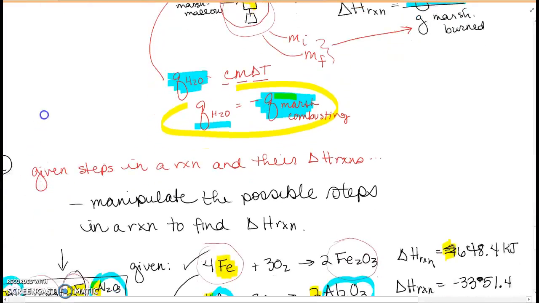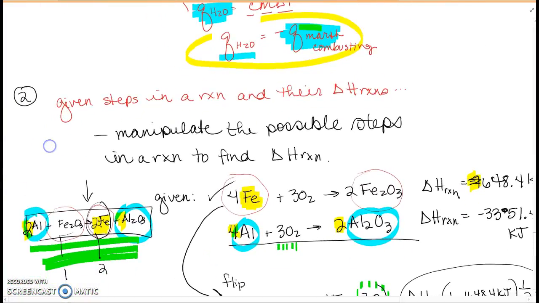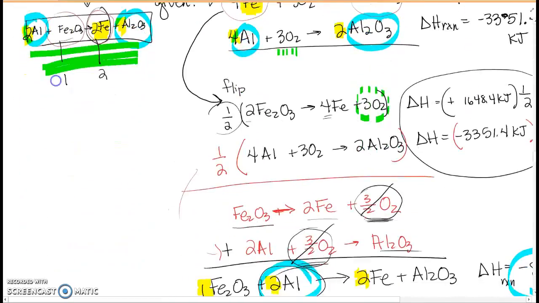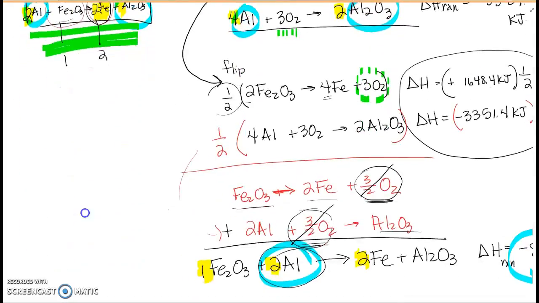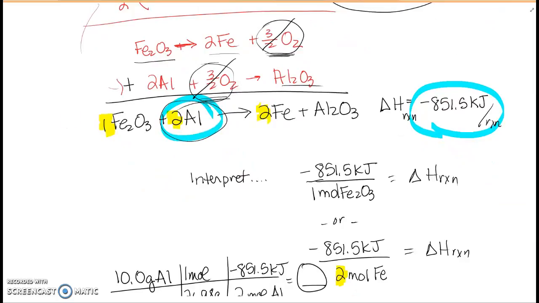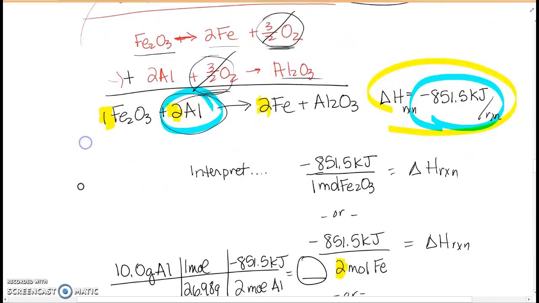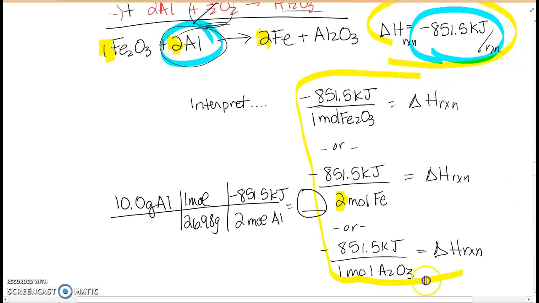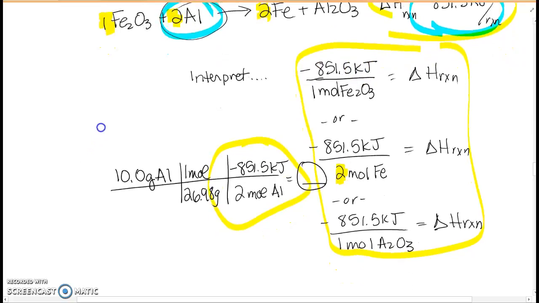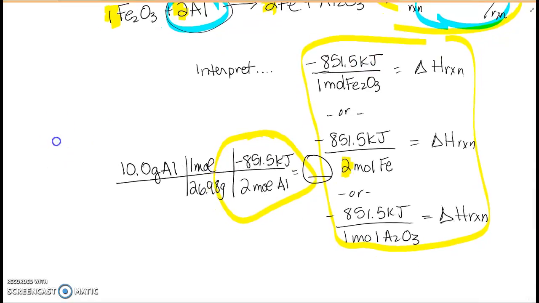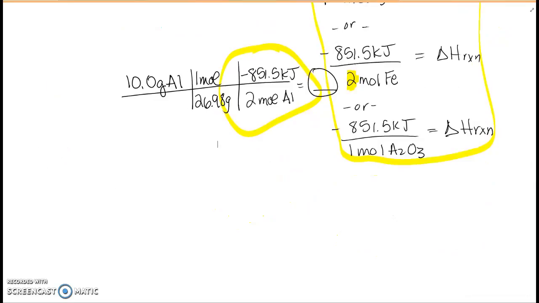Another way we talked about, and this is the last way, was maybe you were given steps in a reaction and their heats of reaction, and you could actually manipulate them to find the heat of reaction. We went through all this mathematics all the way down to the part where we find it, and then we realize we can interpret it for whatever we wanted to use it for. Before we go on to parts 3 and 4, I want to talk to you about why that's okay to do. It has to do with something called Hess's law.